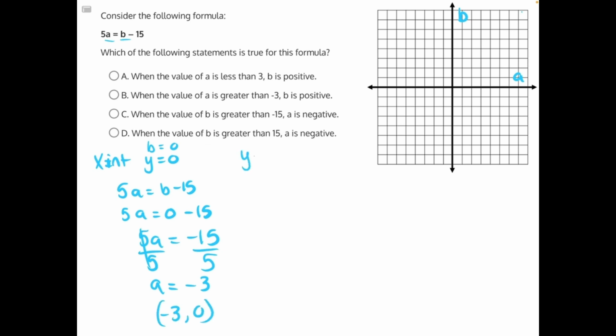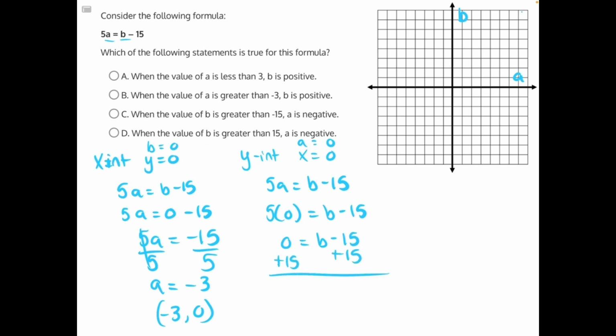Then we have our y-intercept, which is where x equals 0, or where a equals 0. So again, rewrite my equation, then plug in 0 for a. 5 times 0 is equal to b minus 15. 5 times 0 will give us 0. Then opposite operations will add 15 to both sides, and that will give us 15 is equal to b, or the coordinate point 0, comma 15.